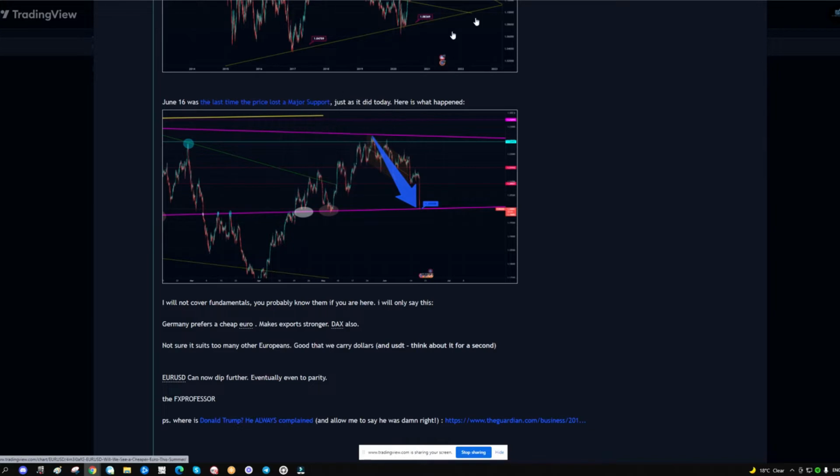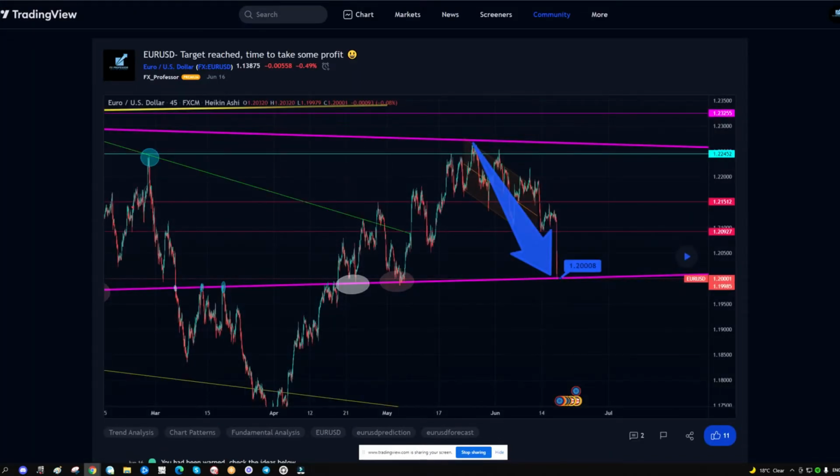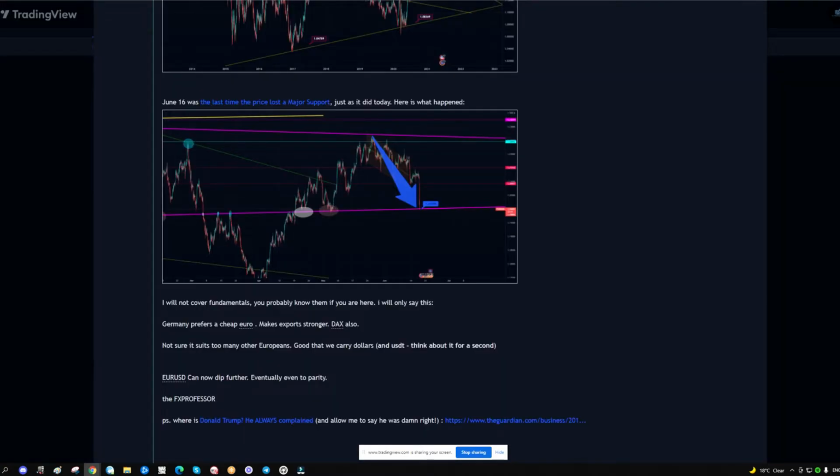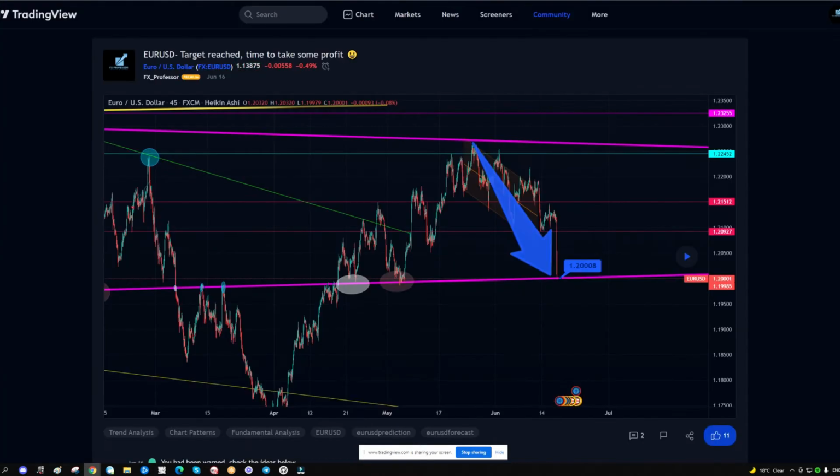Now, the last major support that was lost for EURUSD, because this level here is a major support that was lost today. So most likely the price will come up here, check it as resistance, and drop further. Okay, and again, if you look for fundamentals, it has to do with Americans being ready to increase the interest rates, etc., etc. But you see that throughout this period, we had targets reached and time to take profit.